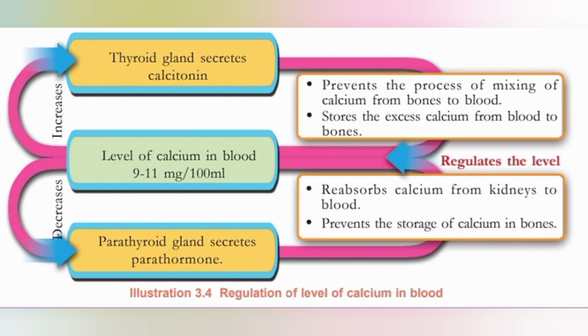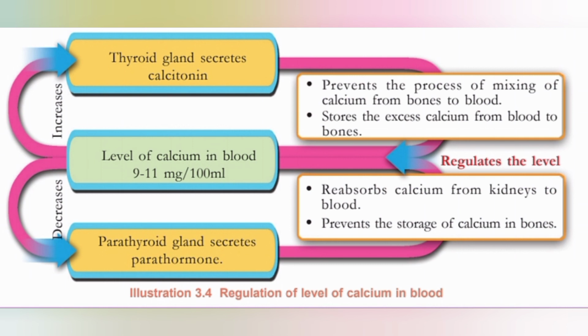In the middle, it is written that the level of calcium in blood is 9 to 11 milligram per 100 ml. When the level of calcium in blood increases above this normal level, what will happen? The thyroid gland secretes calcitonin. As a result, it prevents the mixing of calcium from bones into blood. Also, it stores the excess calcium from blood in bones. Thus, it regulates the level.